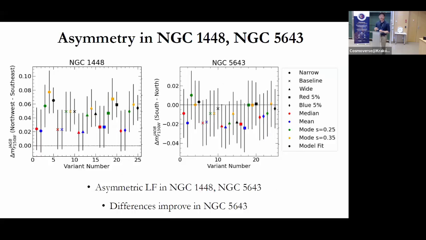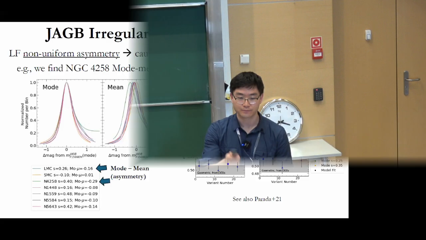And so when we plot the same comparison as we did before, again comparing the two fields as a function of 25 different variants, for 1448, we do see that, again, there are lots of differences that are not consistent with zero, maybe centered around 0.05 magnitudes. But for 5643, we see that most of those variants are actually consistent with zero. And that suggests that this field-to-field variation might behave better or worse in some galaxies compared to others.